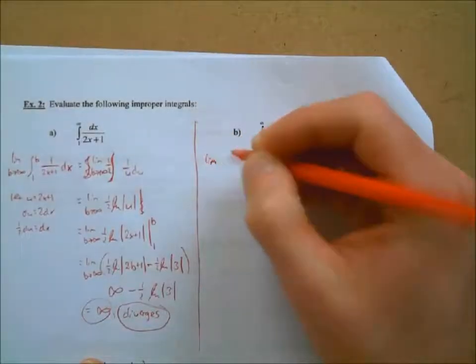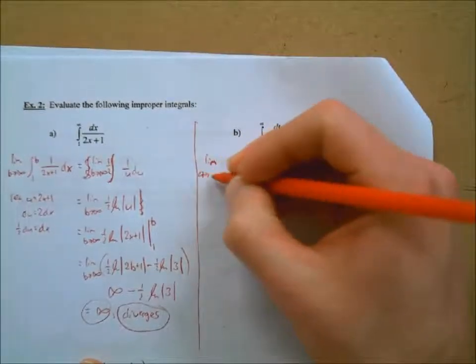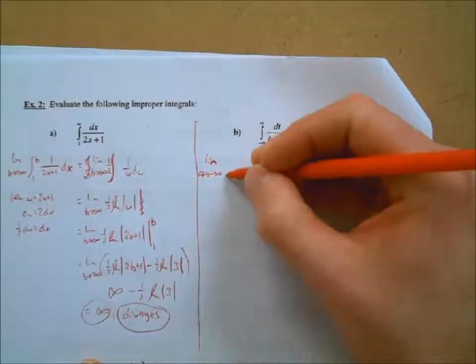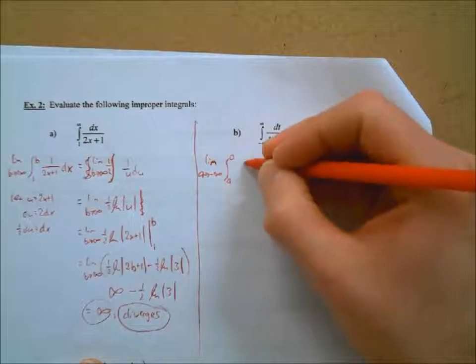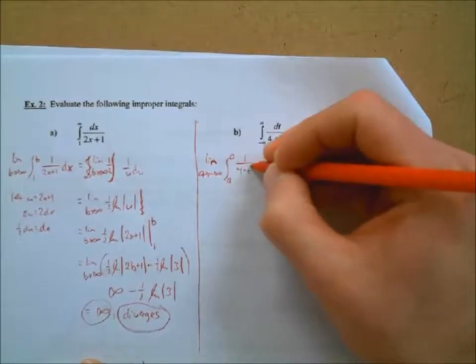Okay, so we'll take the limit as a approaches negative infinity of the integral from a to 0 of 1 over 4 plus t squared dt.